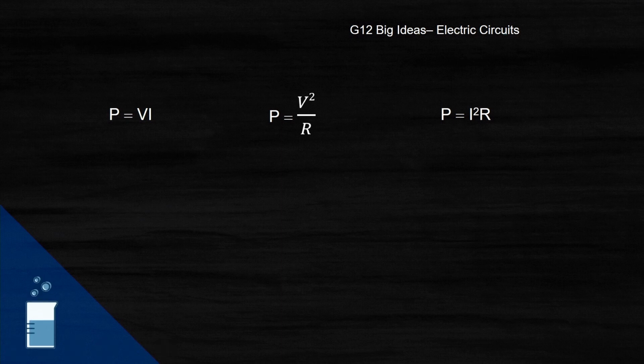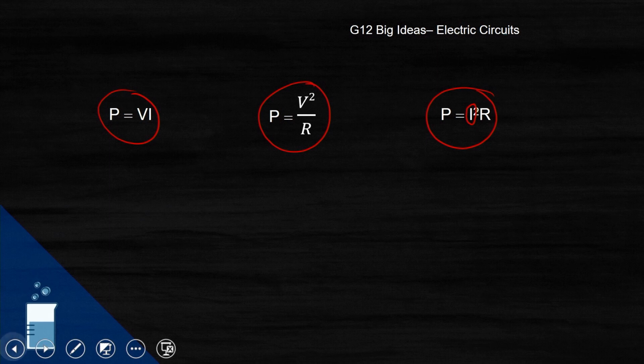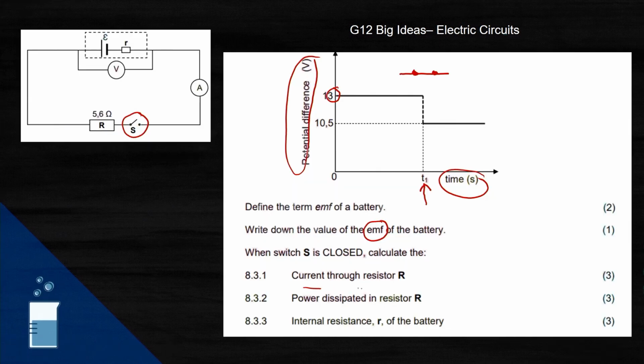Power is represented by these three formulae. You can use any of them. You would have to calculate the I first, and that's what is being asked in the first question, the current through the resistor. Once you have found I using Ohm's law, you'll find it as 1.88 amperes. So that would be the answer for that question.